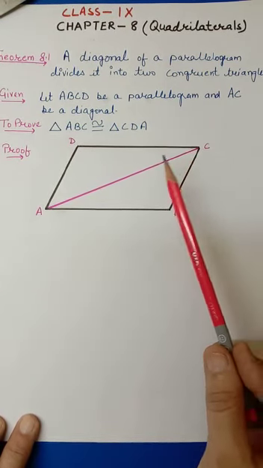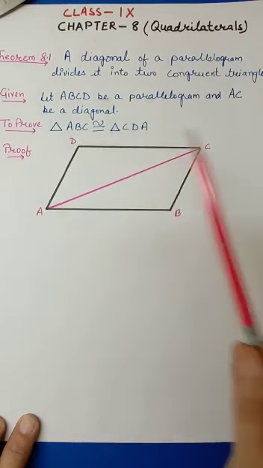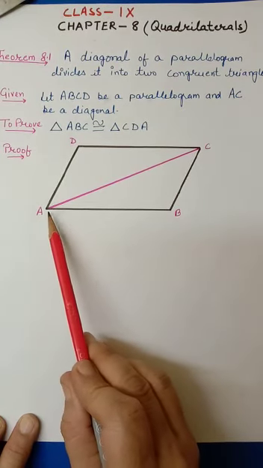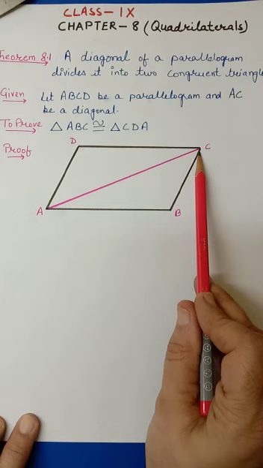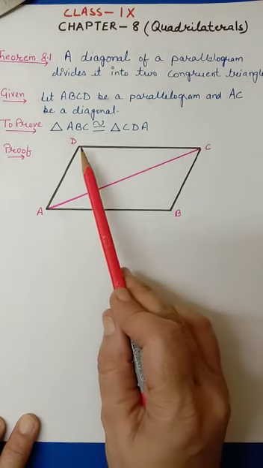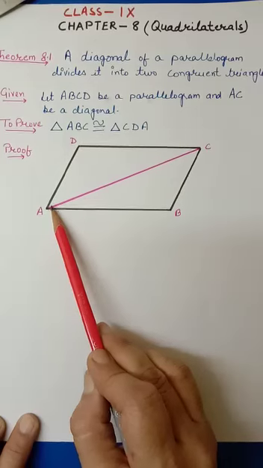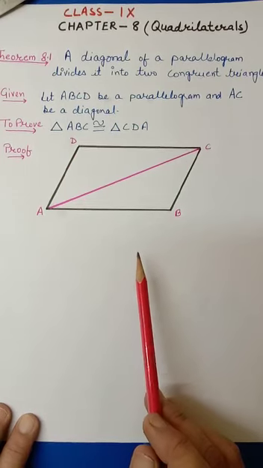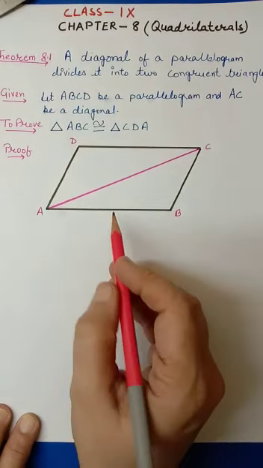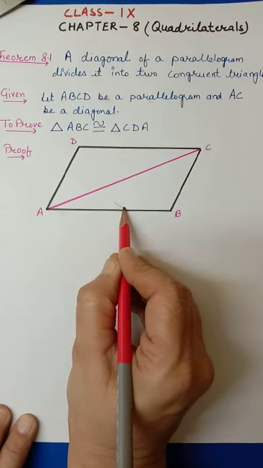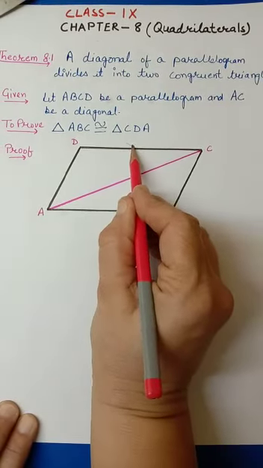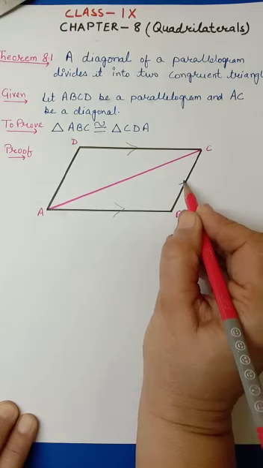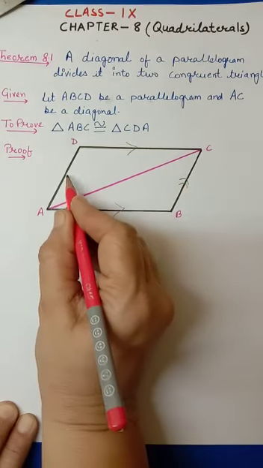And we want to prove here that triangle ABC is congruent to triangle CDA. Now as it is given ABCD is a parallelogram, therefore according to the definition of this, pair of opposite sides are parallel to each other. Means here AB is parallel to DC and BC is parallel to AD here.